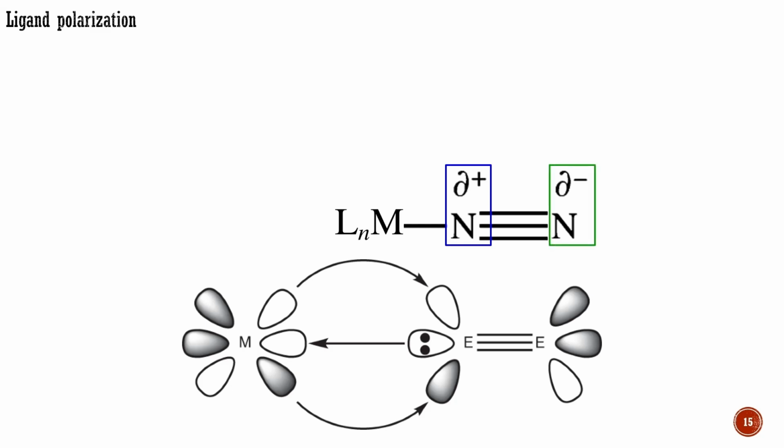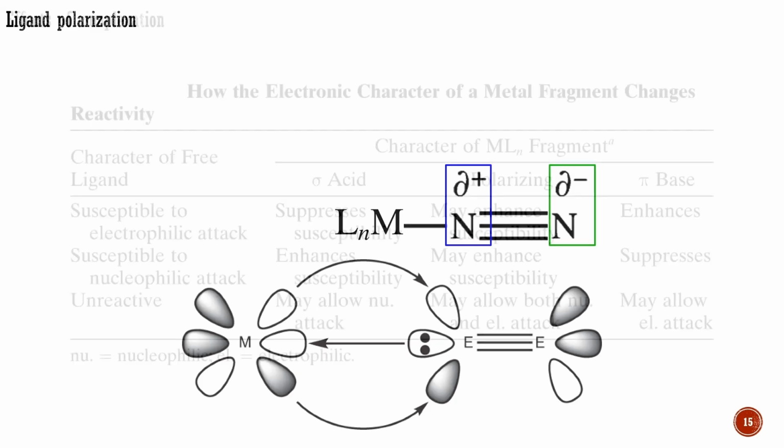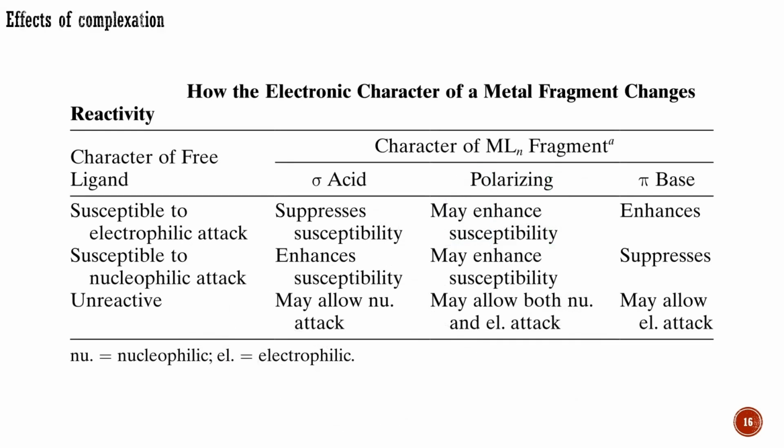This means that the nitrogen atom on the left tends to become positively charged and the nitrogen atom on the right negatively charged on binding. This polarization enhances reactivity of the coordinated molecular nitrogen, facilitating protonation at the nitrogen atom on the right and nucleophilic attack at the nitrogen atom on the left. The effects of complexation are summarized in this table.